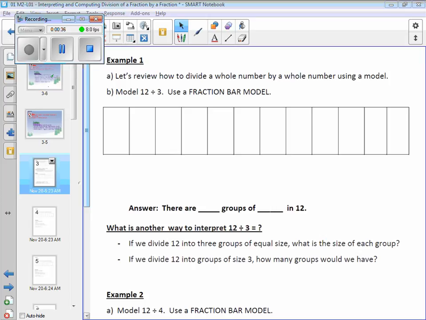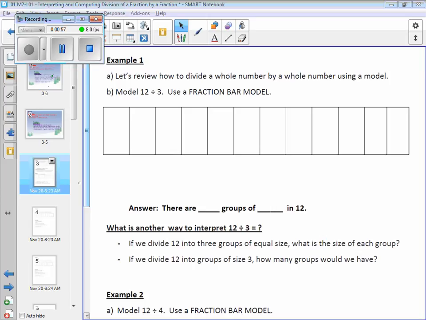This is called a fraction bar. Think of this as being a whole entire bar that I have divided up into how many pieces? Count them. Luke. 12 pieces, right? Each piece then represents technically 1/12, right?